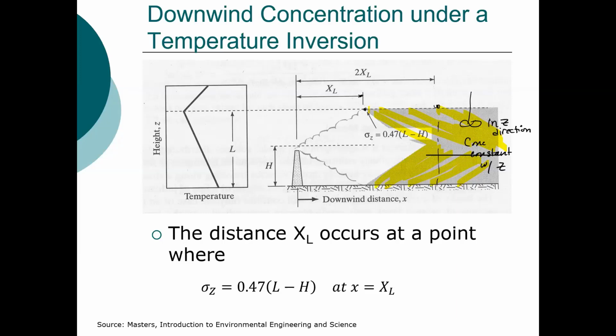The way we determine the distance X sub L is using this equation here. We have the dispersion coefficient in the Z direction, which is equal to 0.45 times the difference between L and the effective stack height. And again, this is an empirical equation based on the modeling efforts that have been done.